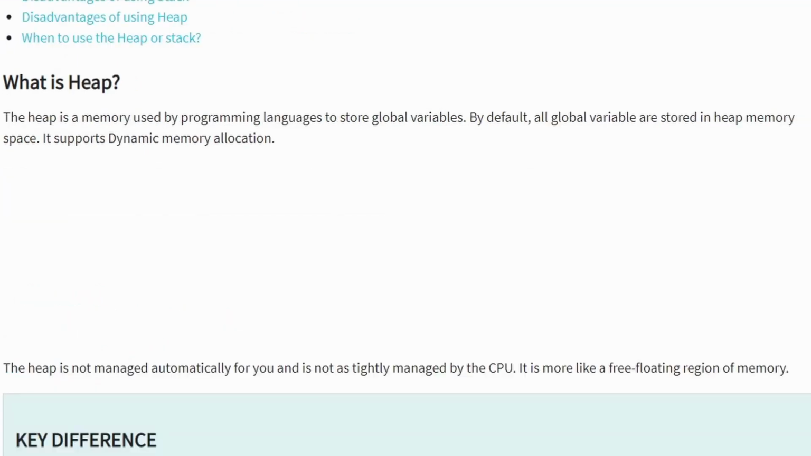A heap is memory storage used by programming languages to store global variables. By default, all global variables are stored in heap memory. It supports dynamic memory allocation. The heap is not managed automatically for you, nor is it tightly managed by the CPU. It is more like a free-floating region of memory. So keep those in mind. Global variables, free-floating region, not managed. So far, you can probably already figure out that this spells fragmentation, which is the drawback.